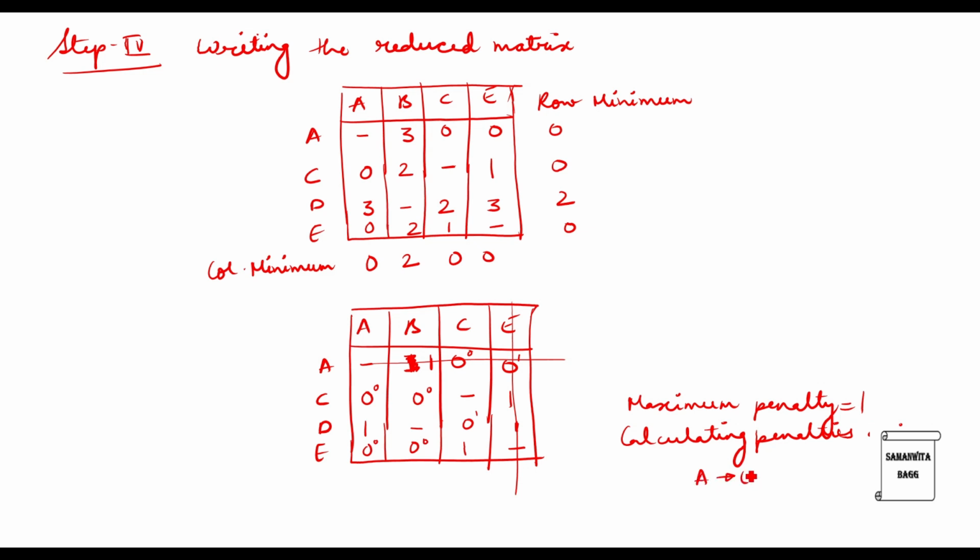A to E is chosen. So now we will go for step 5, where I am going to write the reduced matrix.